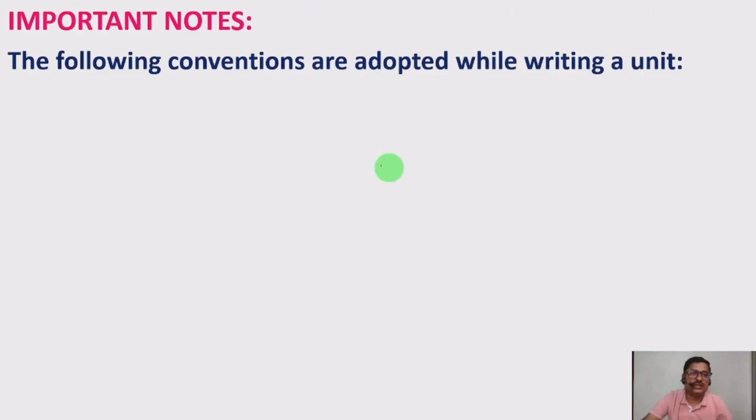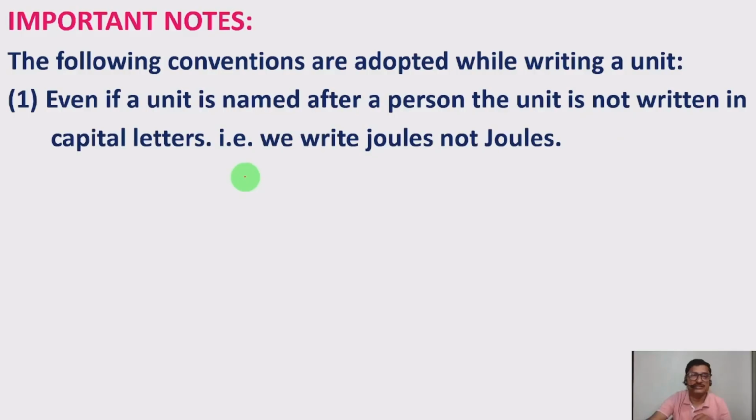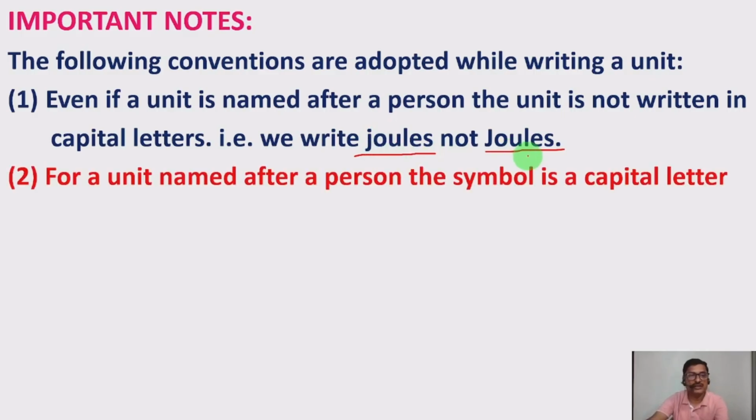The important notes about these units are as follows. The following conventions are adopted while writing a unit. Even if a unit is named after a person, the unit is not written in capital letters. That is, we write joule, not Joule. The full unit name which you write, that is joule, we have to write in lowercase, even though Joule is the name of the scientist.